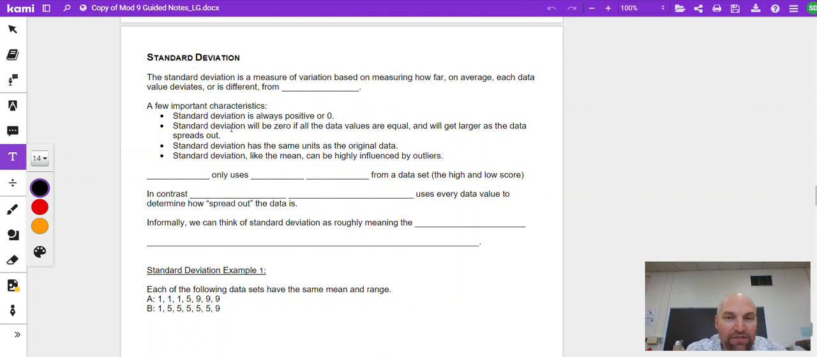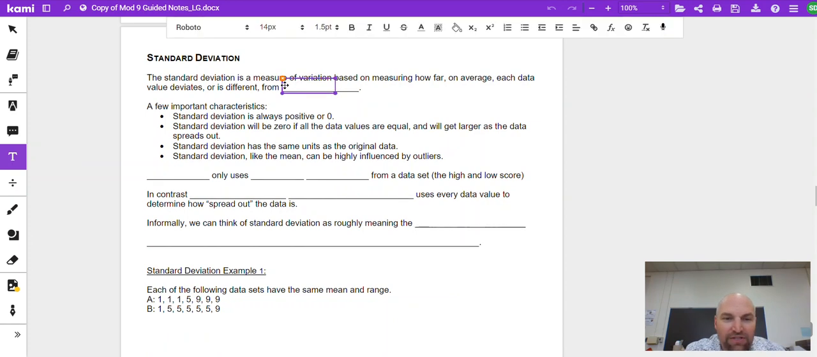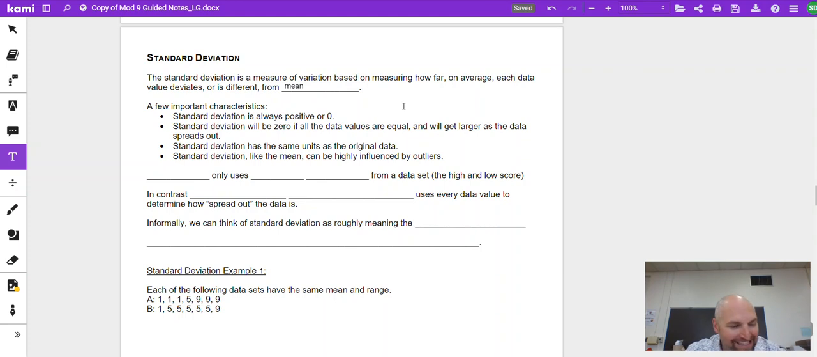The first thing I want to talk about is standard deviation. So, what is standard deviation? Standard deviation is the measure of variation based on how far, on average, each data value deviates or is different from the mean. So, how far away is it from the average, if that makes sense? A few important characteristics: the standard deviation is always positive or it could be zero, and that's okay. You're never going to get a negative standard deviation.